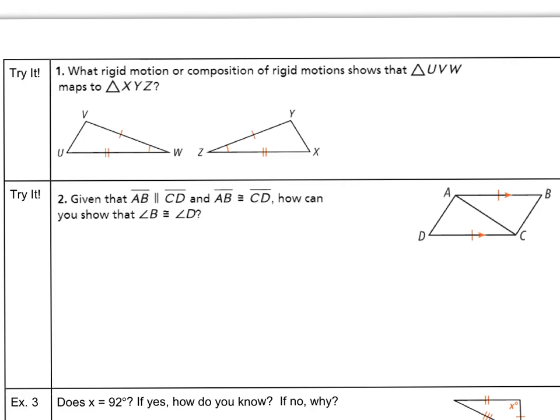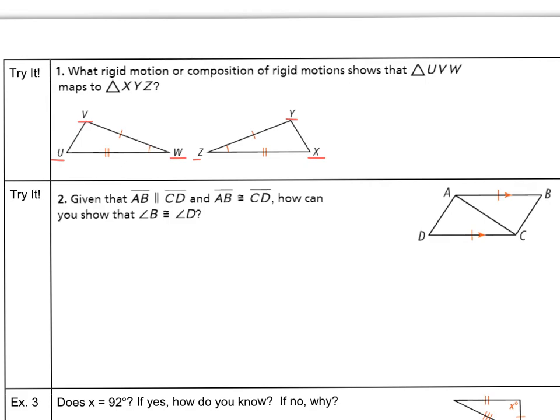So here's a question that ties into topic 3. What rigid motion or composition of rigid motions shows that triangle UVW maps to triangle XYZ? So if I want U, then V, then W, U has to go all the way over to X, V has to go to Y, and then W just goes right over to Z. A rigid motion is like a reflection, a rotation, a translation, or a glide reflection.